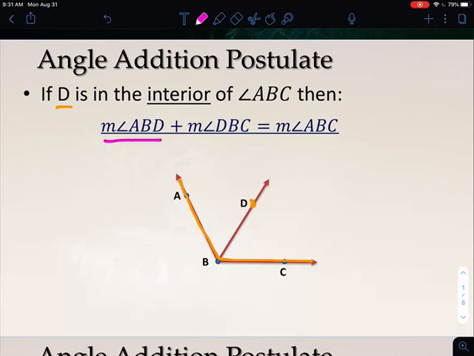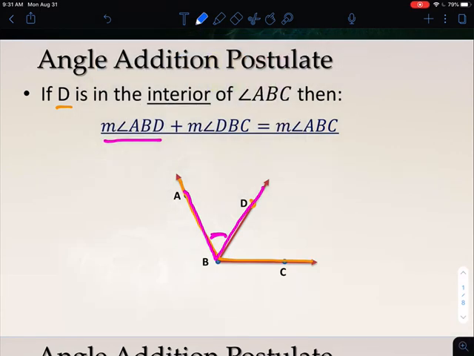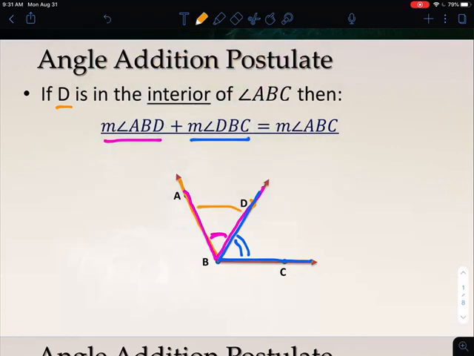measure of angle ABD, so if we look at ABD, tracing those letters, A to B to D here, if we take that angle right here and add it to angle DBC, so if we trace those letters, DBC in blue here, when we take these two angles and add them together, so pink plus blue, we get the overall angle, which we had highlighted originally in orange. So adding the two little pieces, pink plus blue, we end up with the big overall piece, orange, angle ABC.